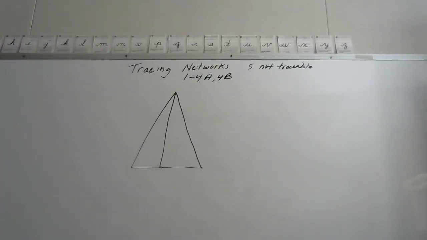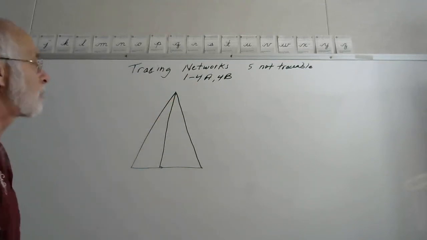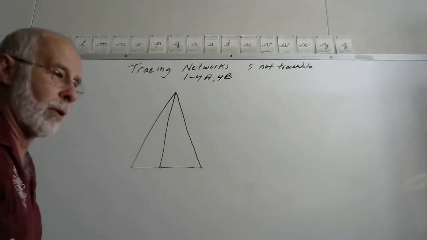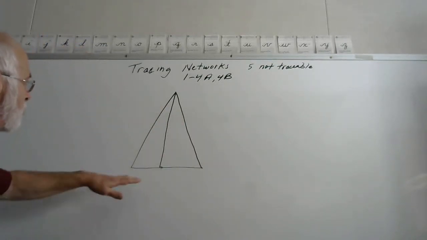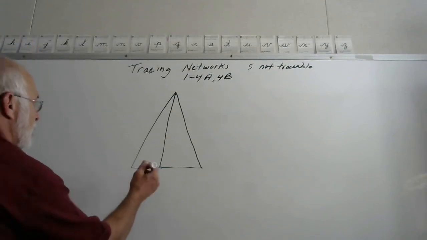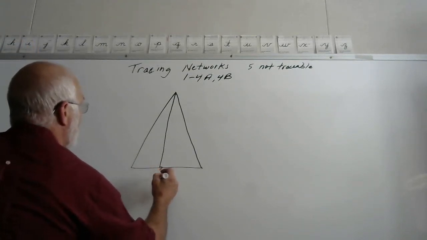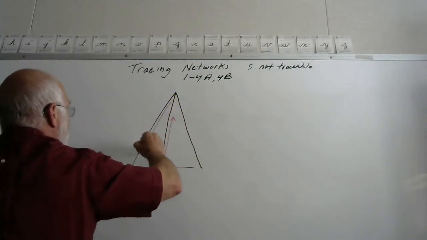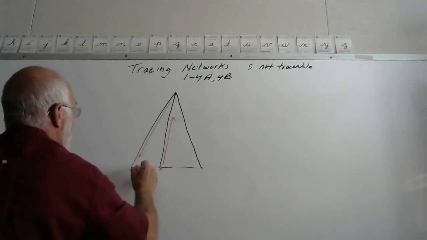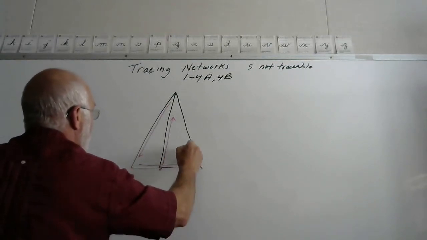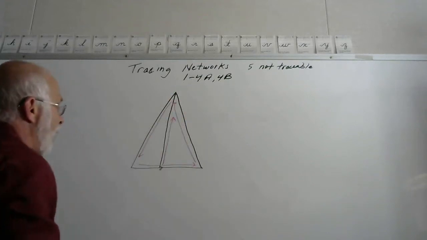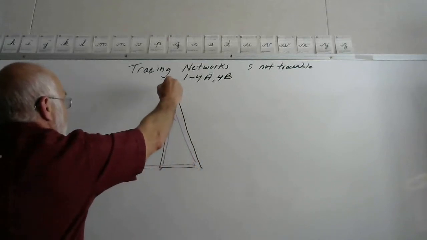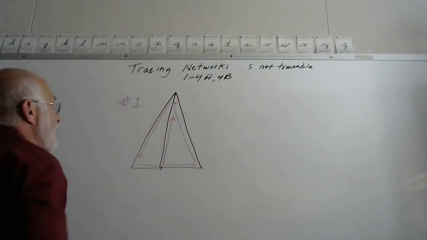Okay, so your first page that you're going to have is called Tracing Networks. On your sheet, there's a front and back. 5 are not traceable. So what you have to do is show me how you can trace this following their instructions. I'm not picking up my pencil, so I'm going to start this way, go this way. Then I'm going to come down like this. Then I'm going across like this. Then I'm going up like that. So without picking up my pencil, I was able to go like this, like this, like that, and like that. So number 1 is traceable.